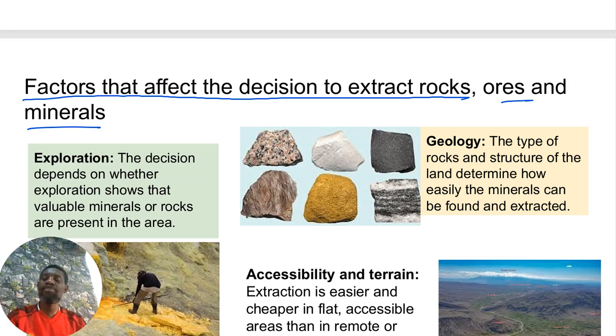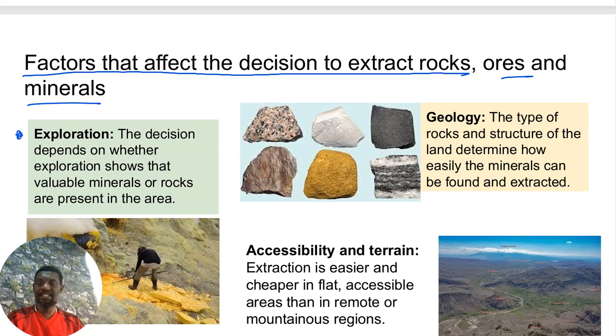Now, the major reason for these decisions is to know the impact on the environment and also to find out if it is profitable for you to carry out such extraction of that mineral, if it is economically viable, if it's economically needed, if there is a market for it. So the first thing you need to consider is exploration. The first factor is exploration.